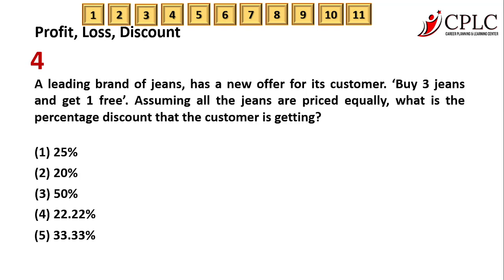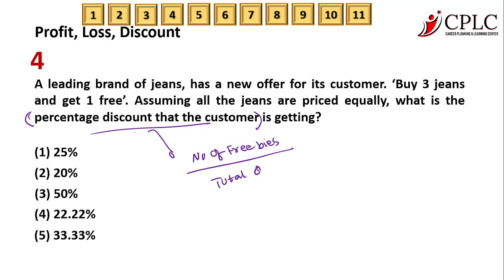Whenever you are dealing with number of freebies, there is a simple concept or a formula that you guys can remember, and that formula is, but the reference has to be this percentage discount to the customer. Only then the formula is applicable. So the formula is number of freebies divided by total quantity. Number of freebies divided by total quantity.